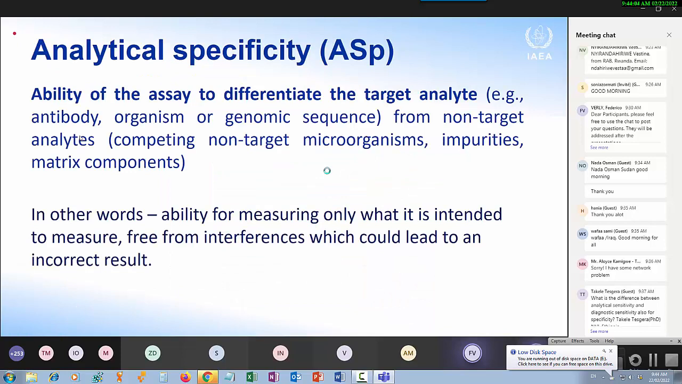So what about analytical specificity? We said something about this in yesterday's talks. Analytical specificity is defined as the ability of an assay to differentiate the targeted analyte, like an antibody or different organism or different genomic sequences of an organism, from non-target analyte. So competing non-target microorganisms, impurities, or matrix components. In other words, the ability of measuring only what is intended to be measured, free from interference which could lead to incorrect results. So interference from all other competing microorganisms or impurities or other components in the matrix.